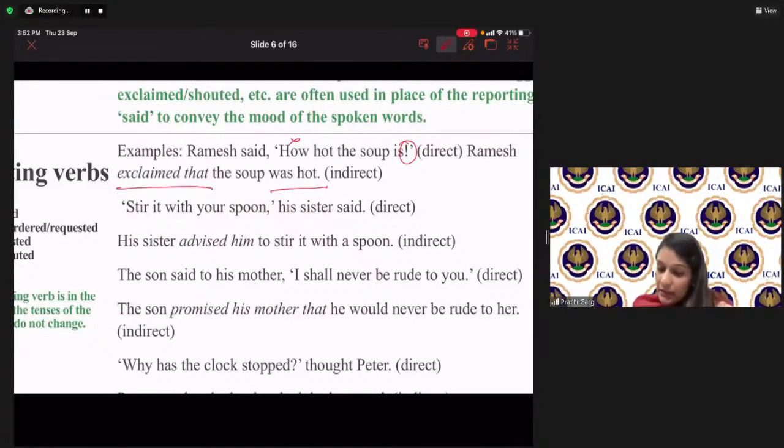Okay. Stir it with a spoon, his sister said. His sister advised him to stir it with a spoon. Now, there's nothing to change here, stir it with a spoon. So we will not really change it. We will just add to here.